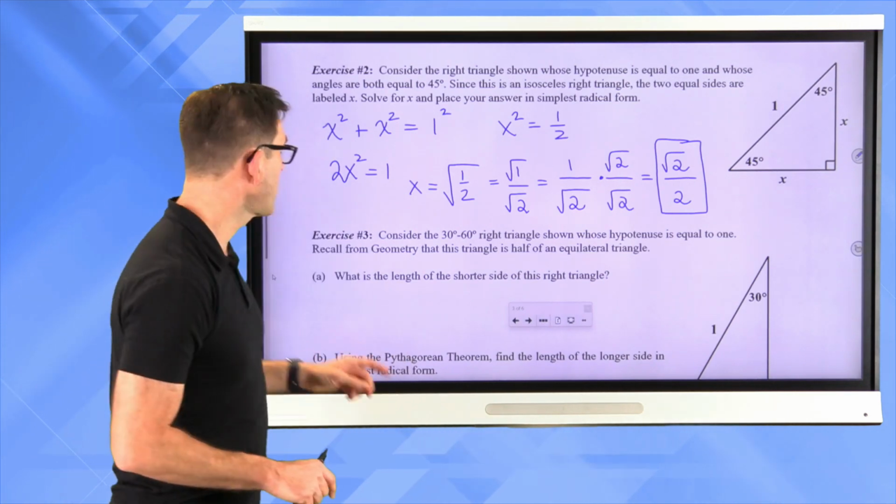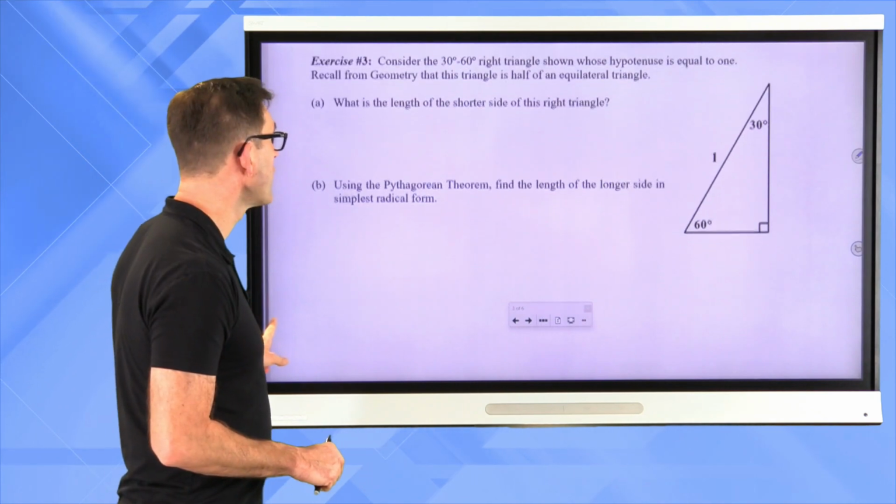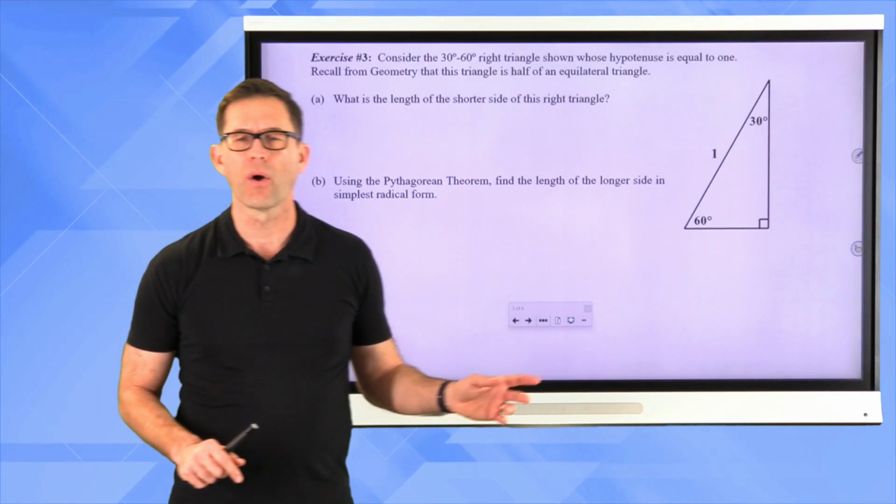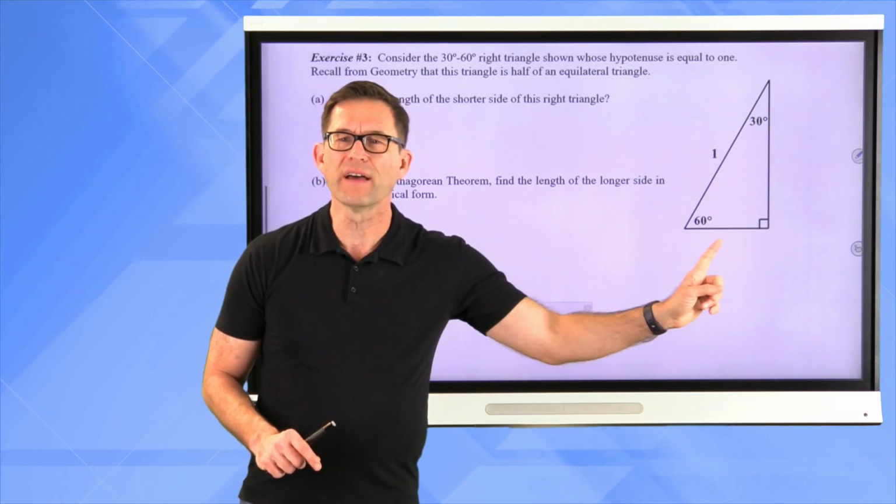Now let's take a look at a 30-60 right triangle. Exercise number 3. Consider the 30-60 right triangle shown whose hypotenuse is equal to 1 again. Recall from geometry that this triangle is half of an equilateral triangle. What is the length, letter A, what is the length of the shorter side of this right triangle? So no Pythagorean theorem involved at all. What would be the length of that shorter side?